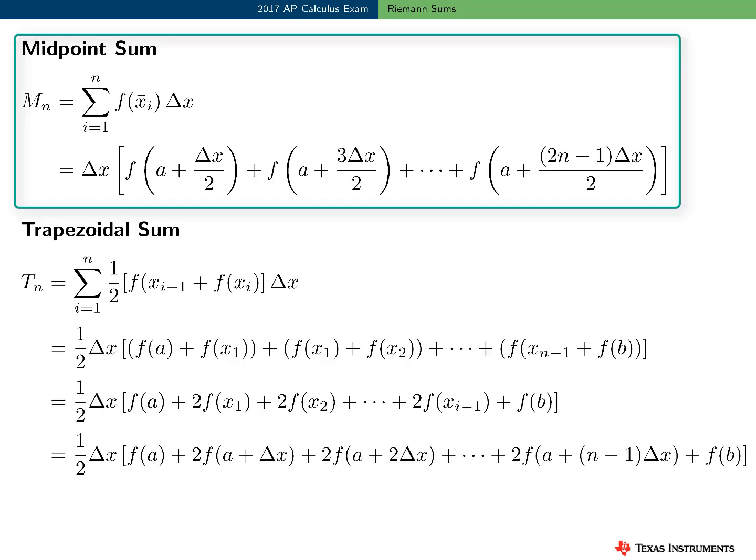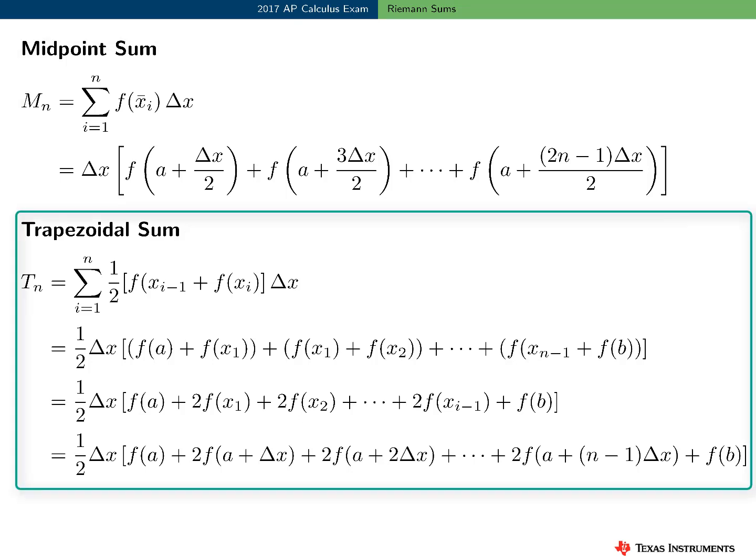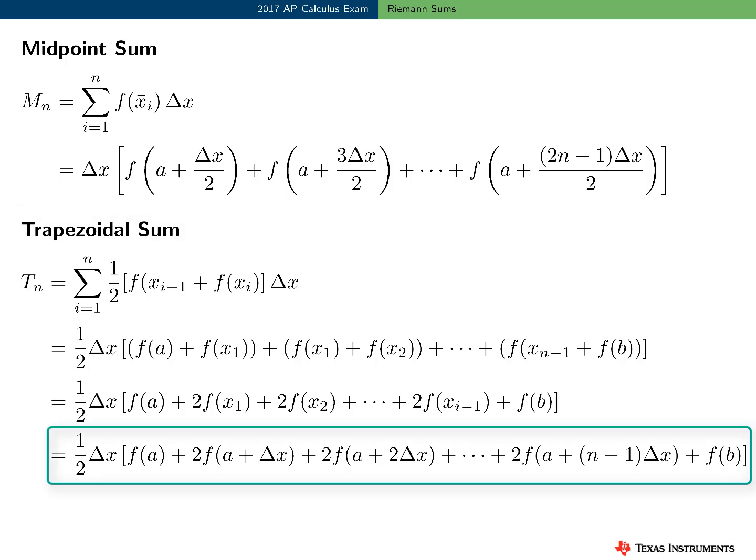If we have a regular partition, the midpoint sum is written this way. And here's the formula for a trapezoidal sum if the partition is regular. Be careful. Some students memorize and use the last line here for any trapezoidal sum, but this is only valid if the partition is regular.